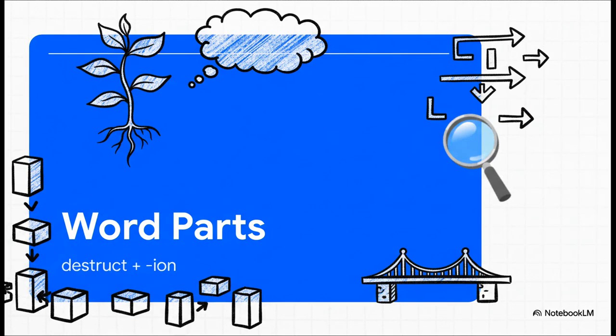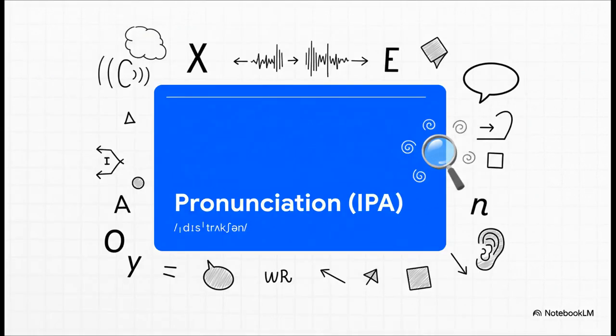So, let's start with step 1, the word parts. The word destruction isn't just one mysterious blob of letters. Nope, it's built from pieces. You've got the root, destruct, and then you tack on the suffix, ion. You see that ion ending a lot, right? It's what often turns an action into a noun, into a thing or an idea. See? Simple.